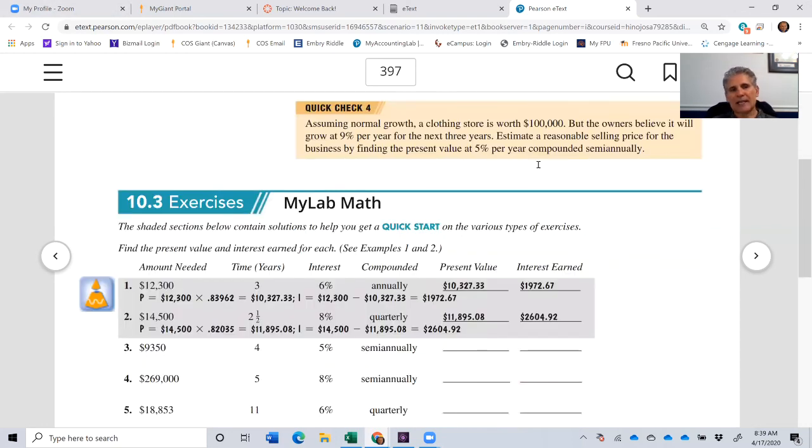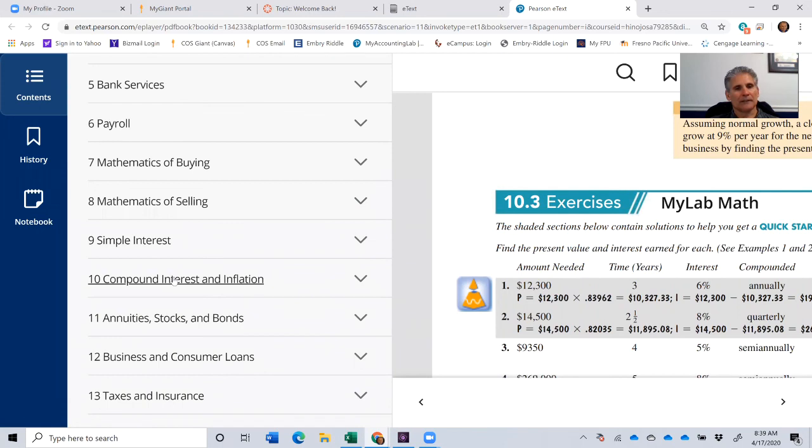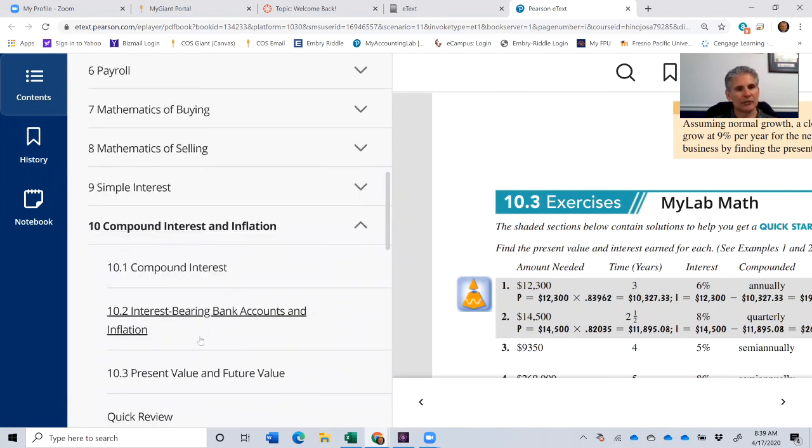Okay, that ends 10.3. I think that's all the sections. Let me double check. So 10.1, 10.2, 10.3. That's it.